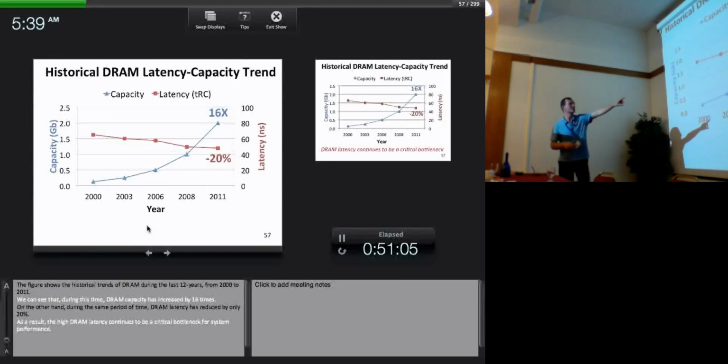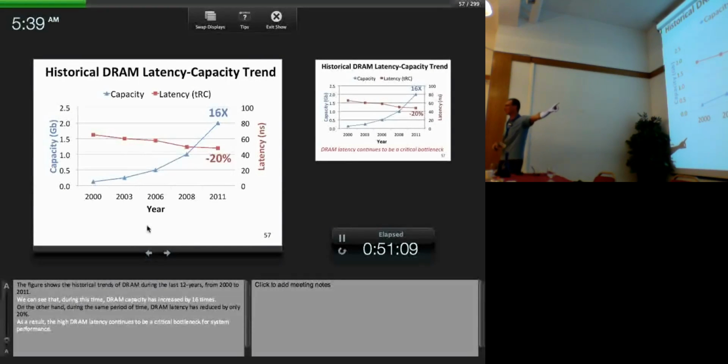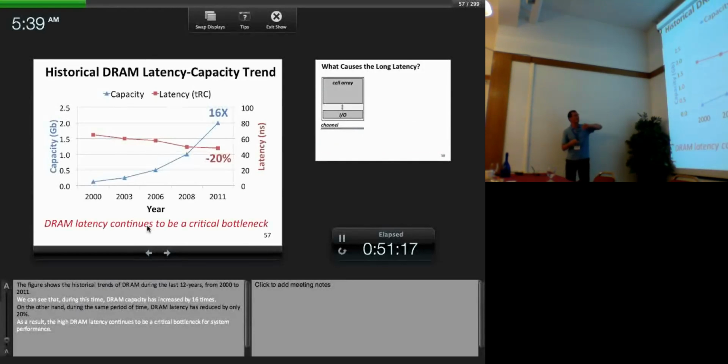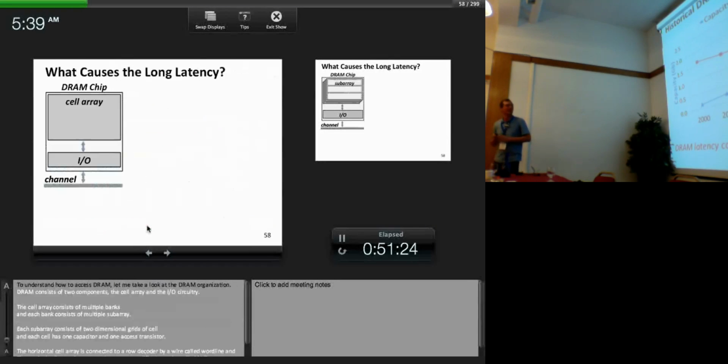And I'm actually really surprised by this 20%. When my students drew this graph, I thought, is there a mistake here? I thought it would be around 10% or so. But it's actually 20%, which is surprisingly high to me. But basically, we had this trend, and DRAM latency continues to be a critical bottleneck, especially if you have latency-sensitive applications. And this has been a hard problem for a long time.